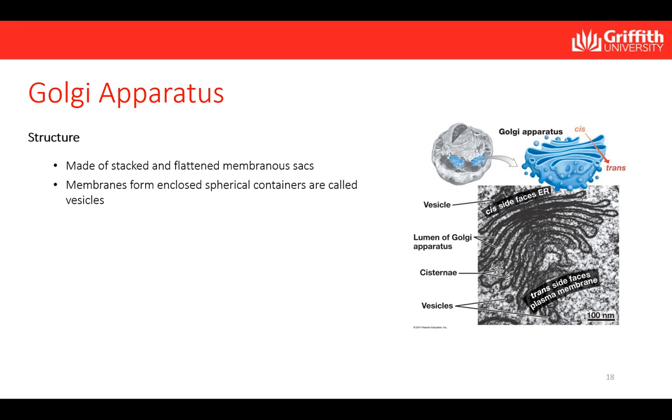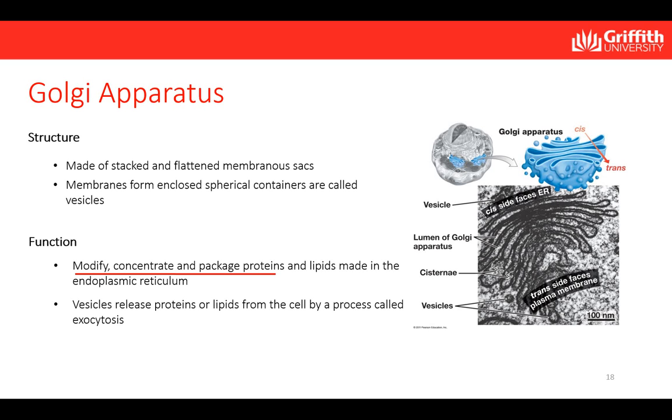The Golgi apparatus consists of stacked and flattened membranous sacs. These membranes can form enclosed spherical containers called vesicles. Proteins and lipids made in the endoplasmic reticulum are modified, concentrated, and packaged into vesicles and released from the cell through a process called exocytosis.